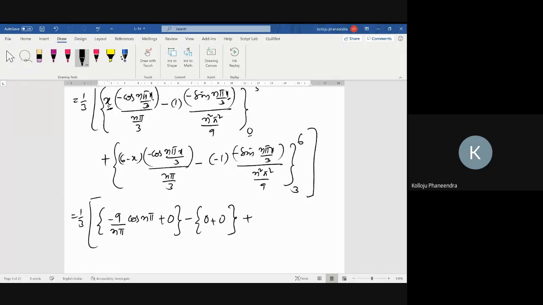Coming to the second part, upper limit in this bracket: 6 minus 6 is 0, minus minus minus minus. If I put 6 here, you will get sin 2n pi. What is sin n pi? Always 0. So upper limit is 0. Coming to lower limit 3. If I put 3 here, 3 means this becomes 9 by n pi. 3 gets cancelled, cos n pi, and minus will be there. Next one, minus minus minus. Anyway, 3 gets cancelled. This part is 0.